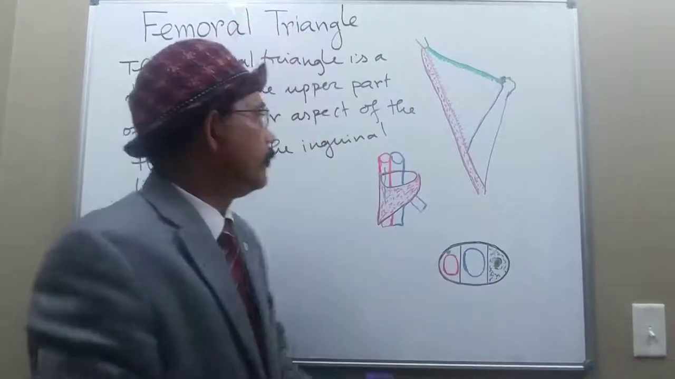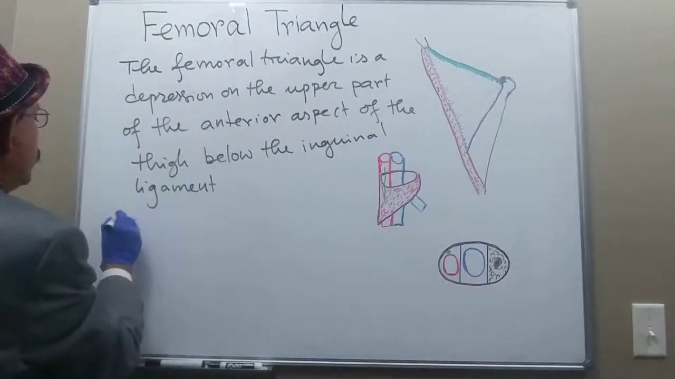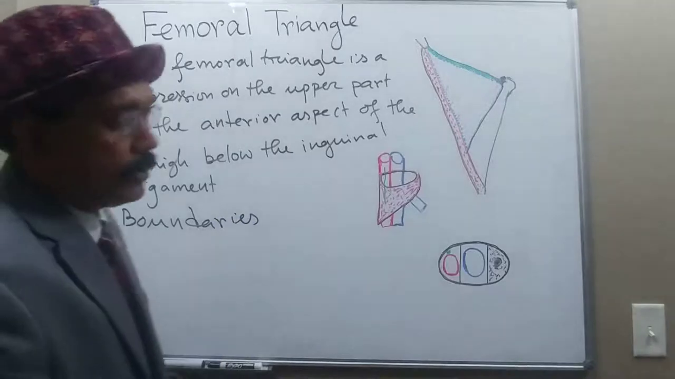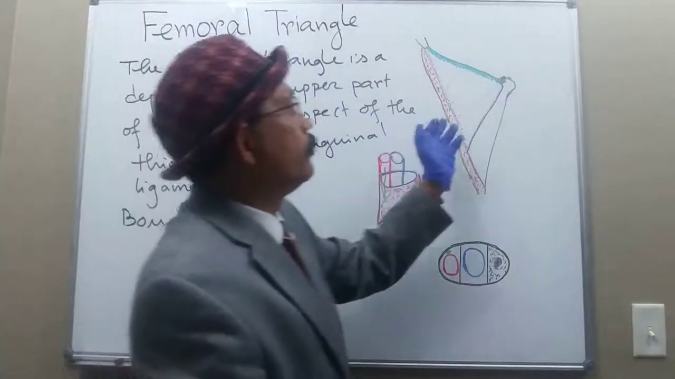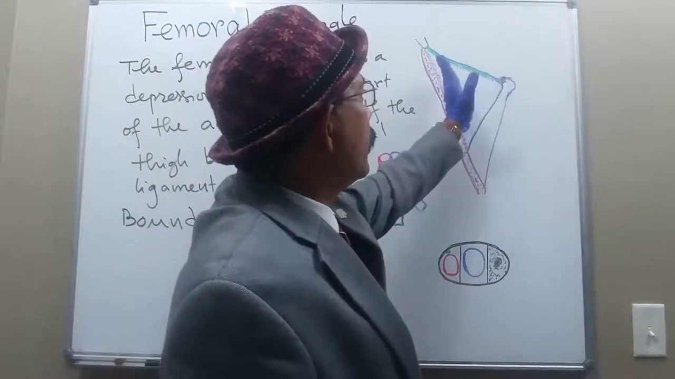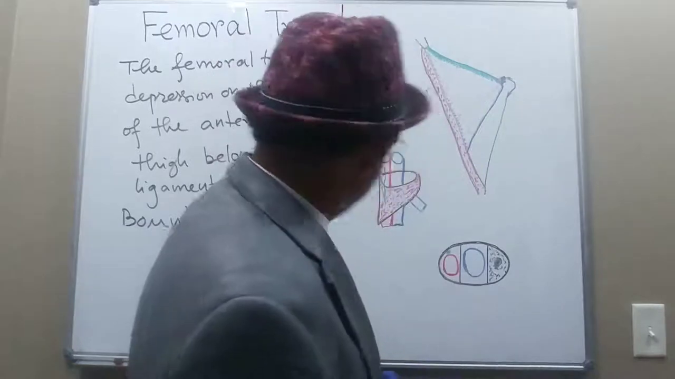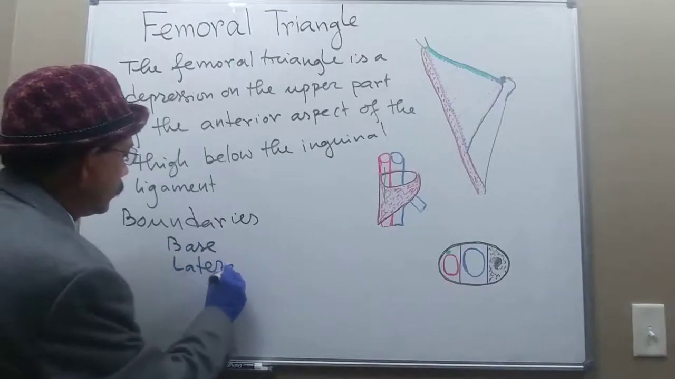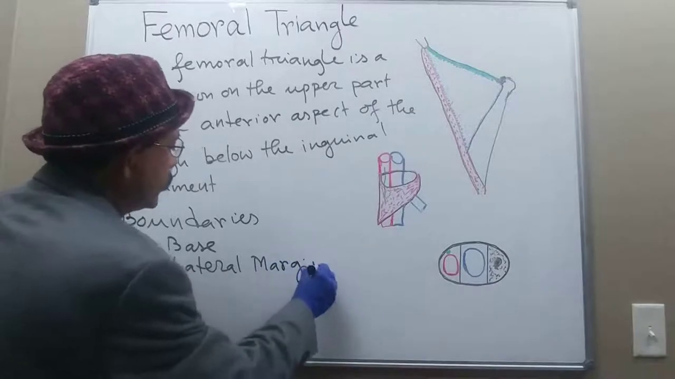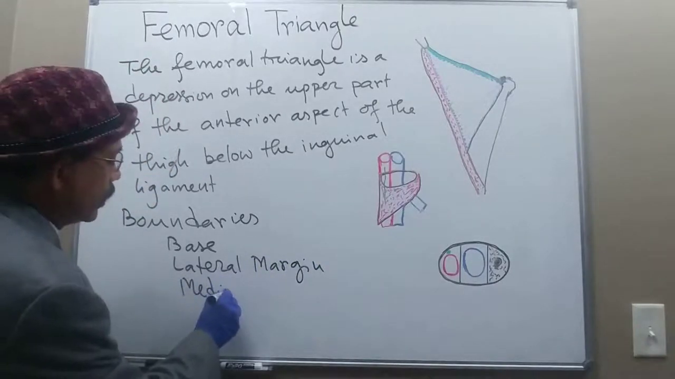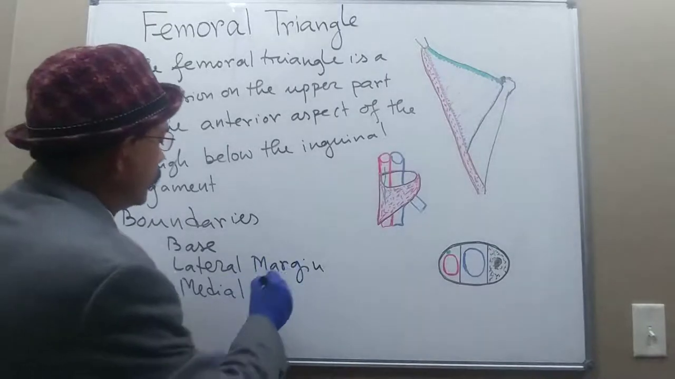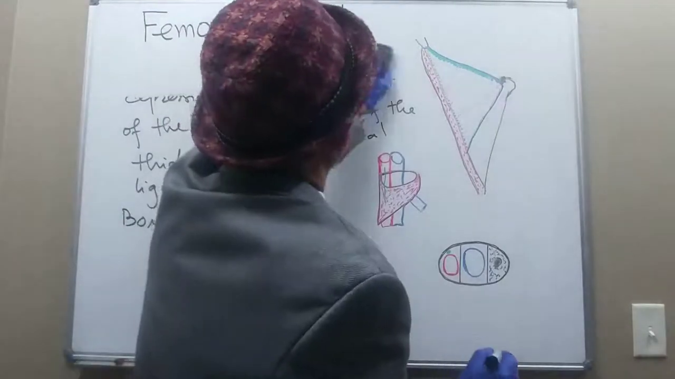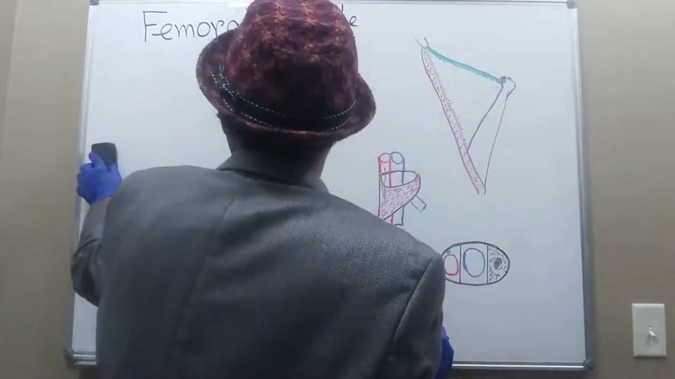Then we'll go through its boundaries. This is a triangle, so it should have three sides. The base is here, this is the lateral margin, this is the medial margin. So, it has a base, a lateral margin, and the medial margin or medial border.